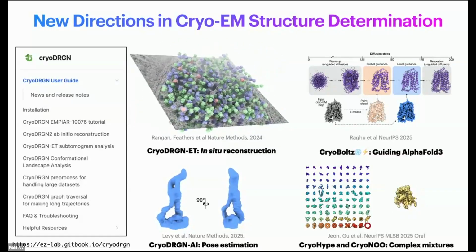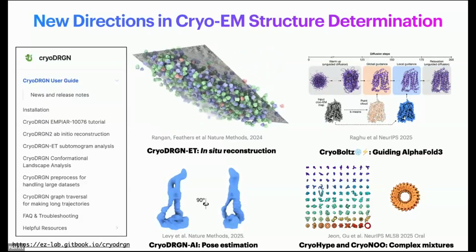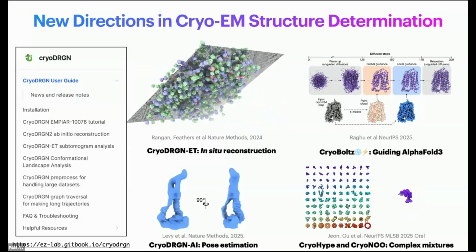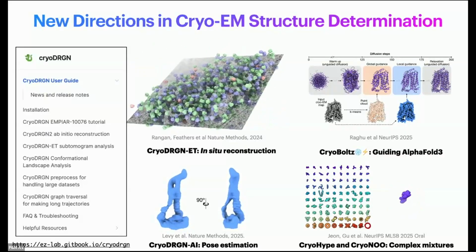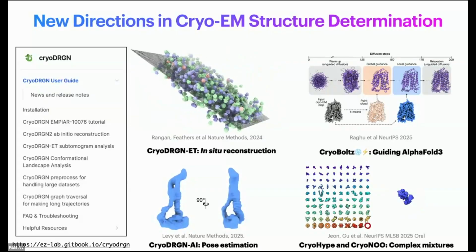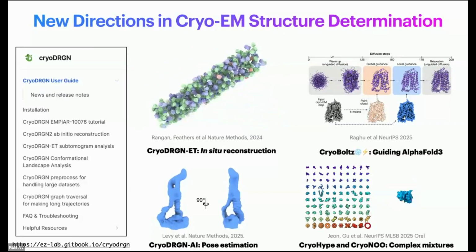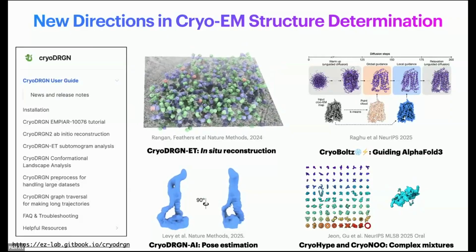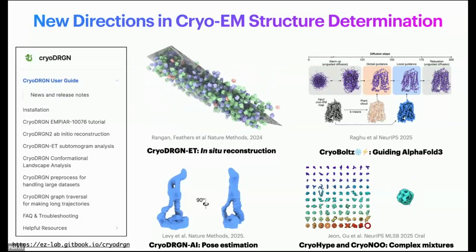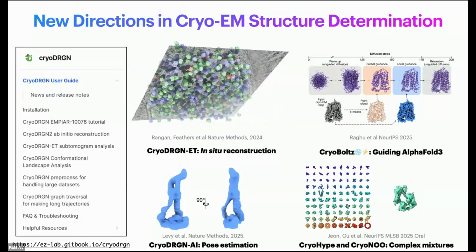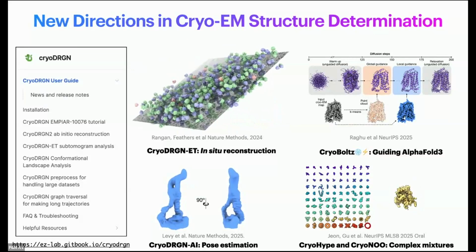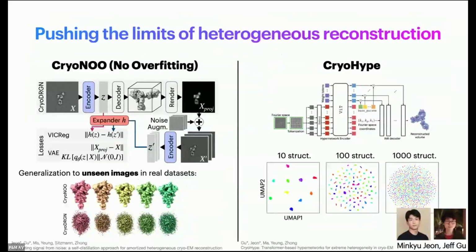Pose estimation is one of them, with CryoDragon AI, and extensions into new modalities like cryo-ET with CryoDragon ET. And timing-wise, I don't know how I'm doing, but I'll briefly mention two vignettes. One is pushing resolution with atomic modeling and cryobolts, and then pushing throughput with CryoHive and CryoNet.